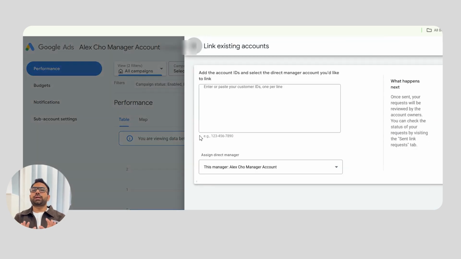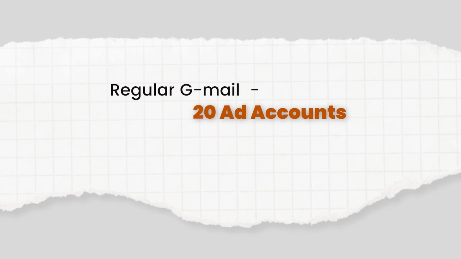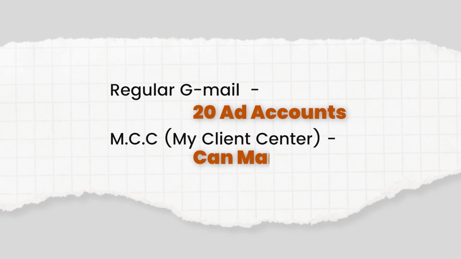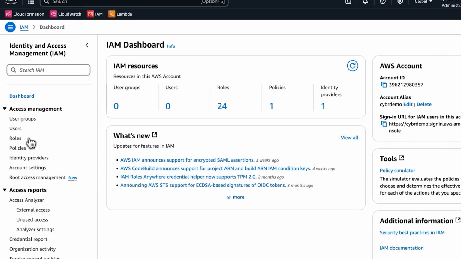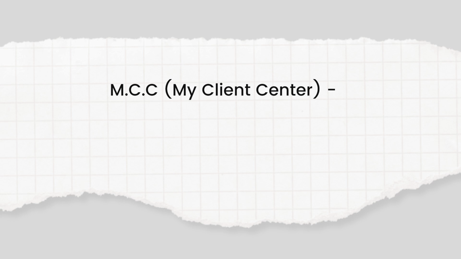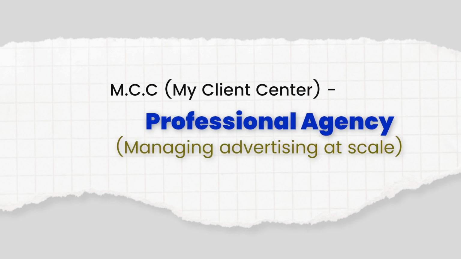Create: some agencies create a new account directly inside their MCC for the client. This shell account approach gives the agency more control over billing, setup speed, and internal strategy management. There's also a limit factor. A regular Gmail can usually handle about 20 ad accounts, while an MCC can manage hundreds, making it essential for agencies. Another advantage is cross-account reporting, which lets you analyze performance across multiple clients or industries at once. In short, an MCC is not just about organization, it positions you as a professional agency managing advertising at scale.